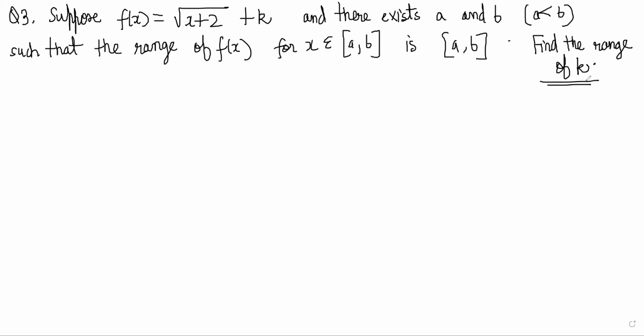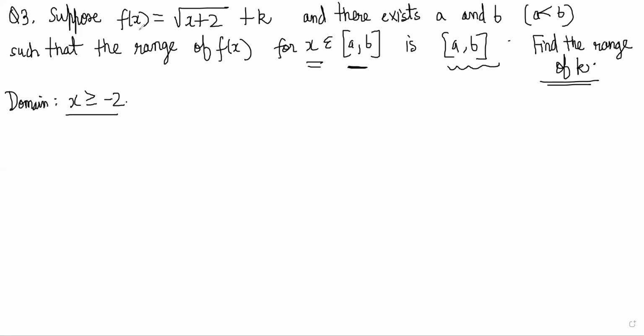Now let's think about it. We have been given a function, and we have been told that there are two real numbers a and b such that the range of f of x for x belongs to a to b is itself a to b, right? So first of all, what is the domain of the function? The function is defined for x greater than or equal to minus 2. That is obvious because of this root, right?